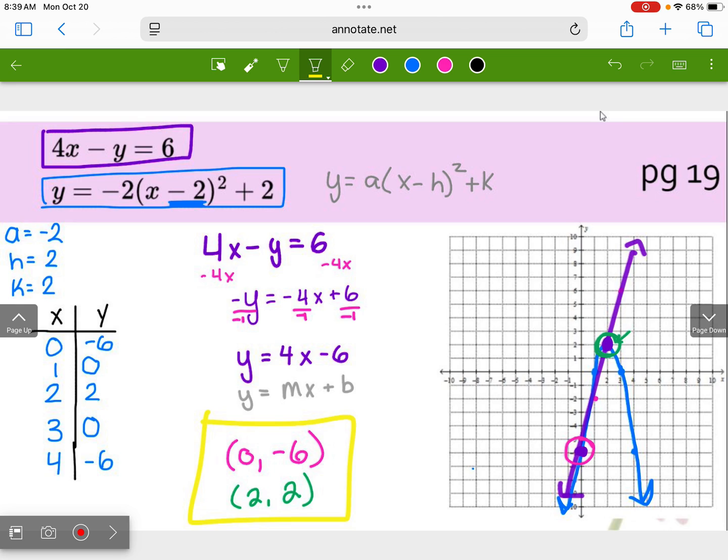Questions on this one? This is probably the most annoying way to do this. Workable, absolutely functions. We can totally do this as long as we remember how to graph parabolas, which we need to remember for the test anyway. So it's a great way to review.